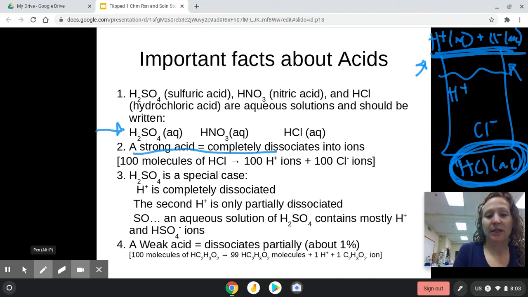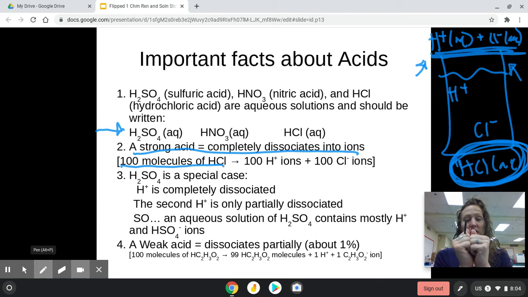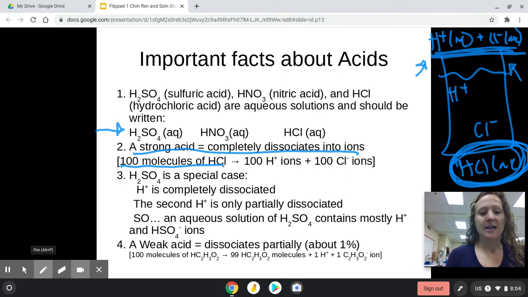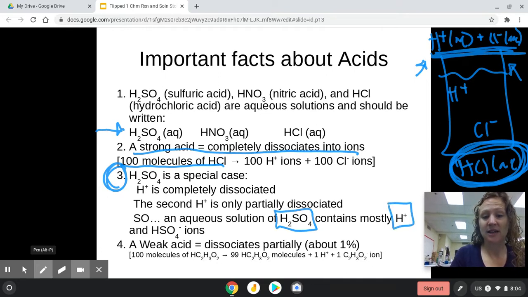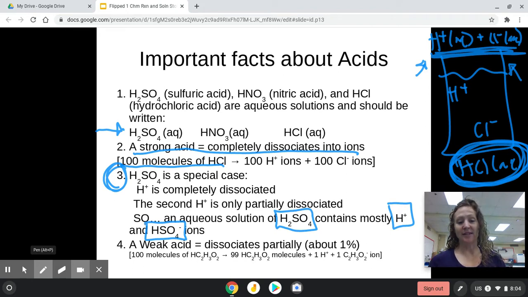Strong acid is going to completely dissociate into ions. We talked about that. If you have 100 molecules of hydrochloric acid, for example, those 100 molecules are going to fall apart into 100 H plus ions and 100 Cl minus ions. This is what we talked about. Acids are going to protonate one at a time. So if you have an aqueous solution of H2SO4, it's going to contain mostly H plus ions and HSO4 minus ions. In contrast, a weak acid dissociates partially.